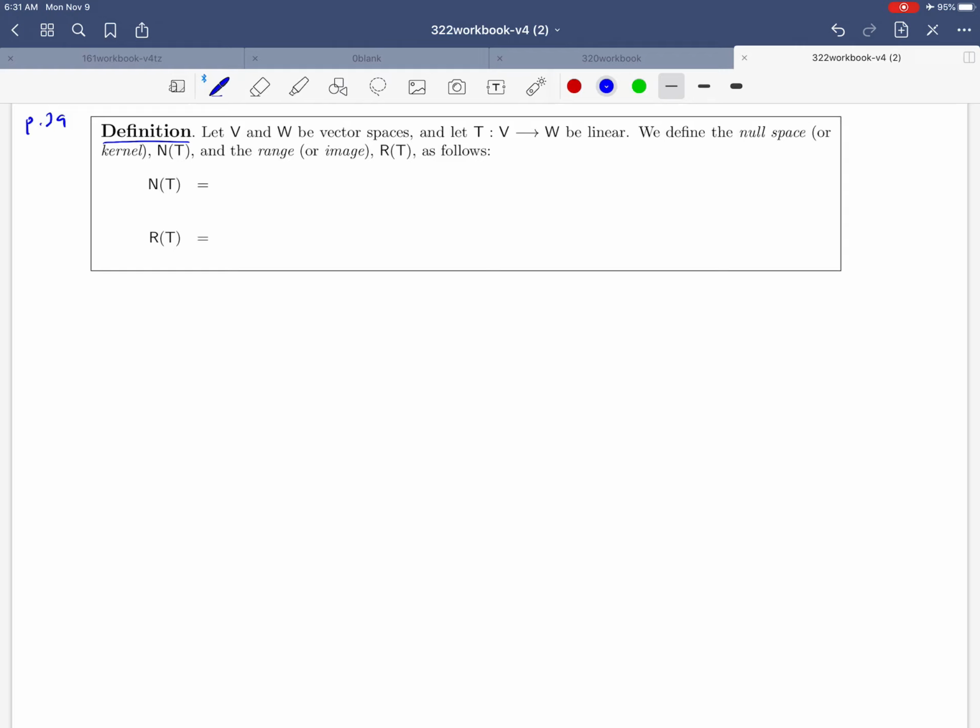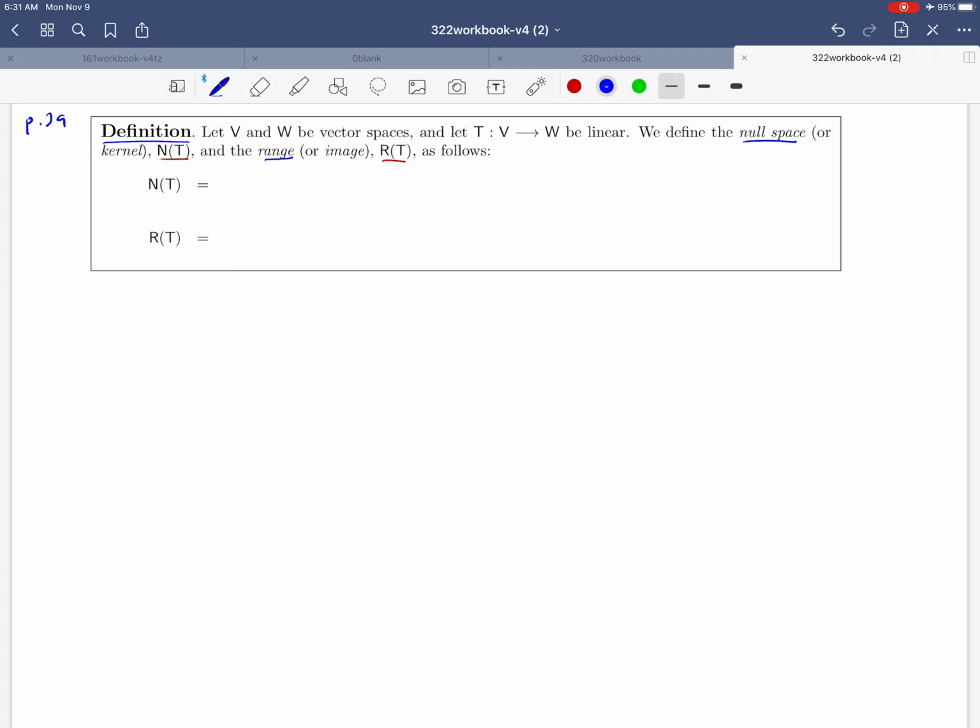We're going to define two sets. One is called the null space, and the other is called the range of our linear transformation. We have notations for both of those. So N(T) represents the null space of T, and R(T) represents the range of T. Okay, here's how these two sets are defined.